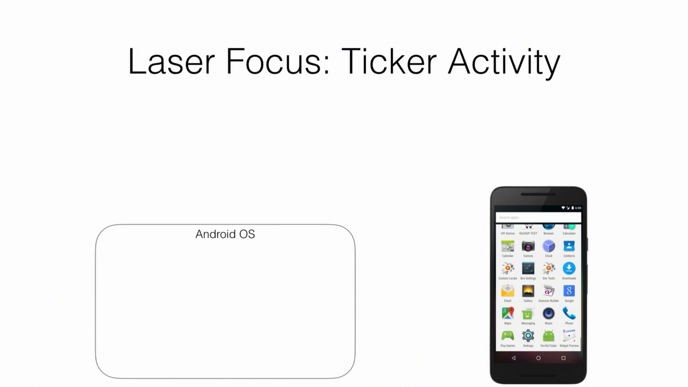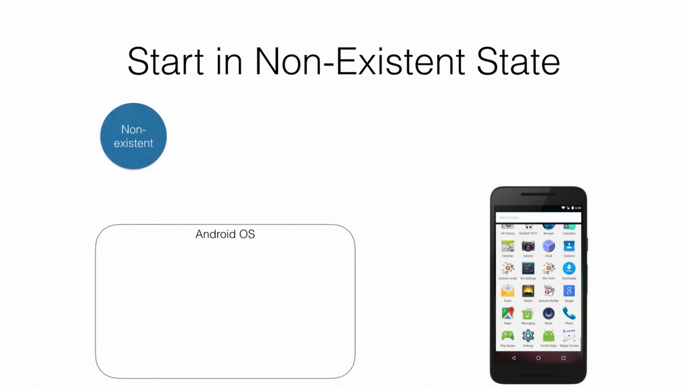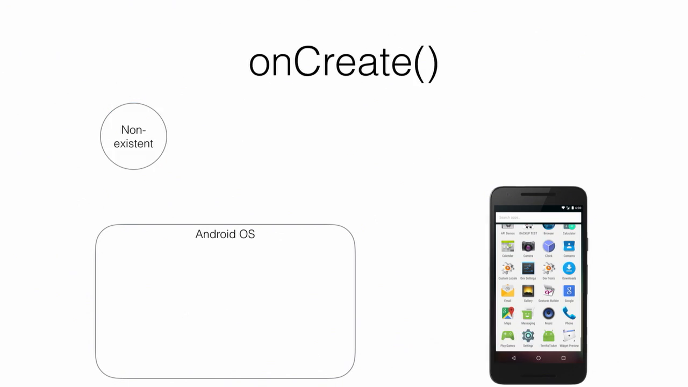So on the left-hand side, there's that box called Android OS. There I'm going to show you what's going on with the ticker app process and what activities are living in there. And then on your right, I'm going to show you what the user is seeing on their device. And across the top, I'm going to walk you through which state the activity is in. So the user presses the icon, and we're currently in the non-existent state.